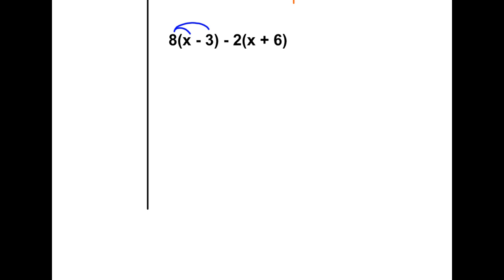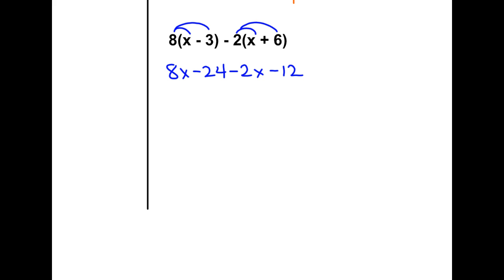Now I want to look at this problem, and we're going to do this one because first we have to distribute that 8 through to each piece, and then the -2 through to each piece. So we're going to end up with 8x minus 24. -2 times x is -2x. -2 times 6 is -12.